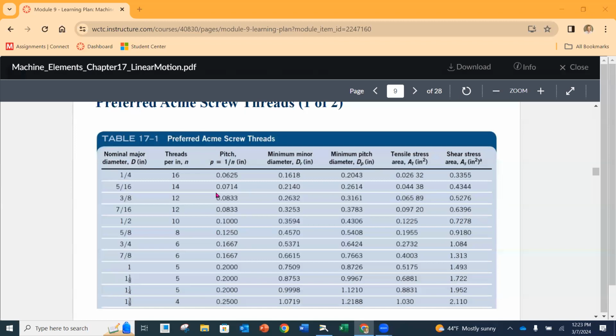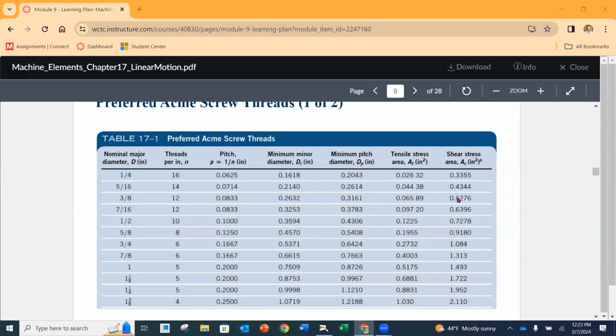The next one is the minor diameter, a lot of times referred to as the root diameter. That's why it's DR. That would be the bottom of the actual thread. Here's the minimum pitch diameter. And these last two columns are the ones we're interested in when we talk about stress. The first is the tensile stress area, which is when I'm pulling it apart along its axis. This is the effective area that's going to be holding this together.